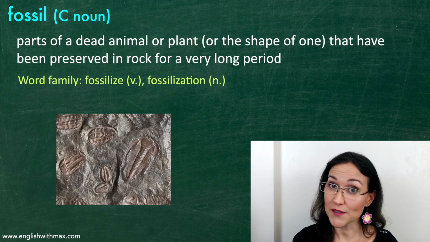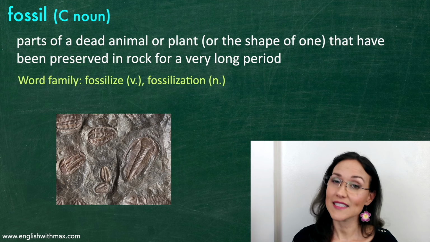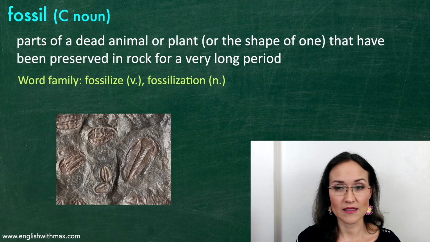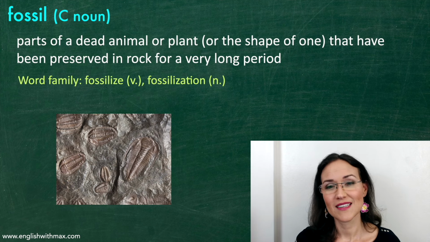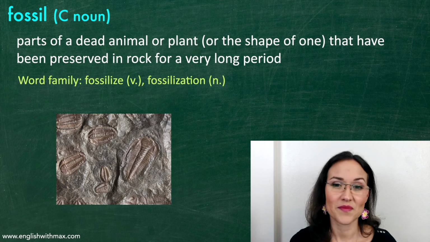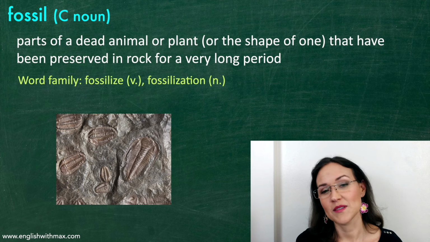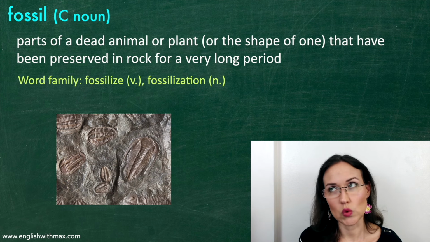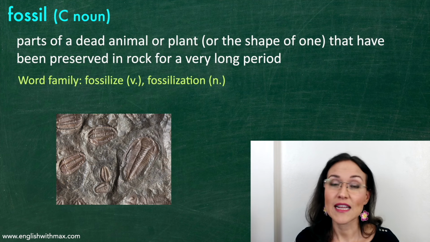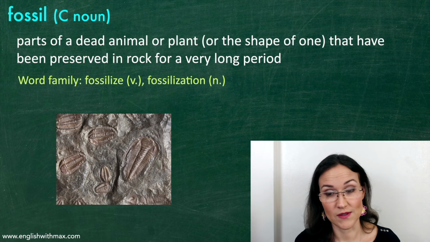Next we have fossil. Fossil. It's a countable noun. It means parts of a dead animal or plant, or the shape of one, that have been preserved in rock for a very long period. The verb is fossilize. To fossilize means to become a fossil or to make something become a fossil. The noun is fossilization, which means the process of fossilizing.